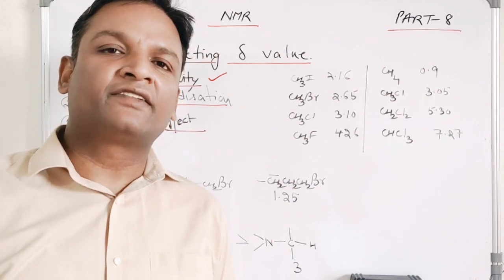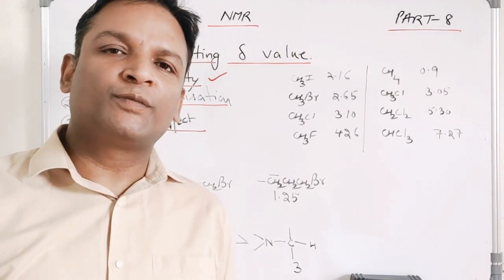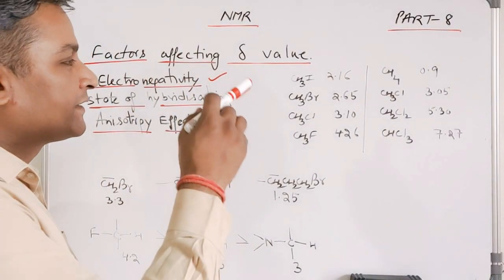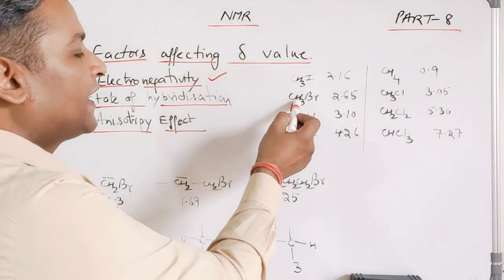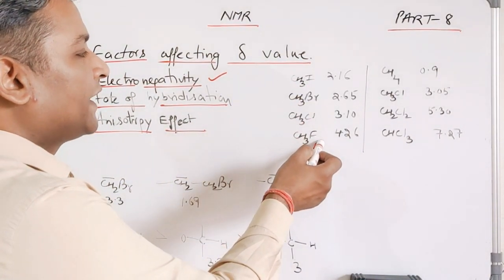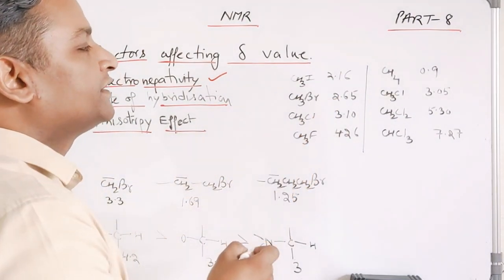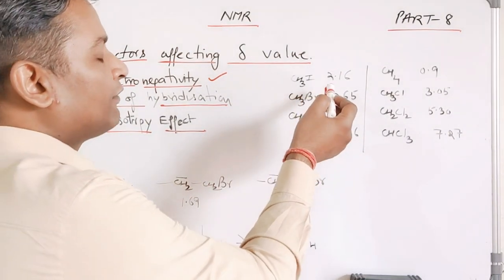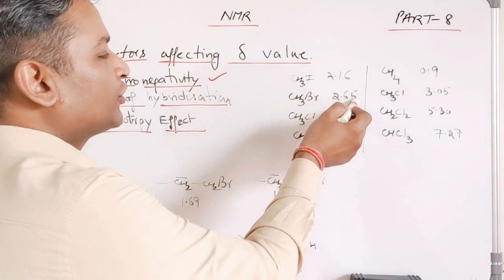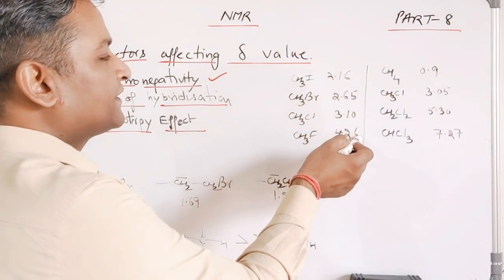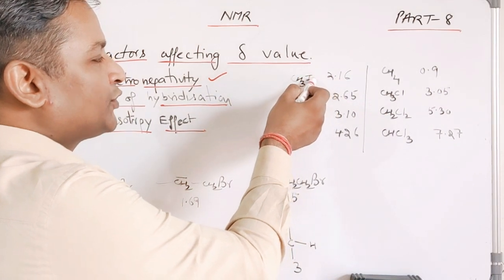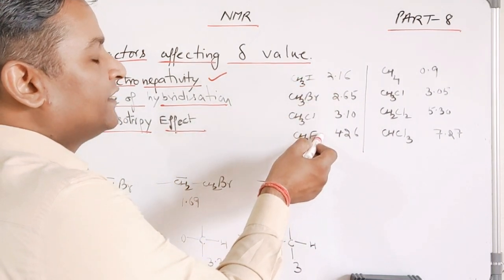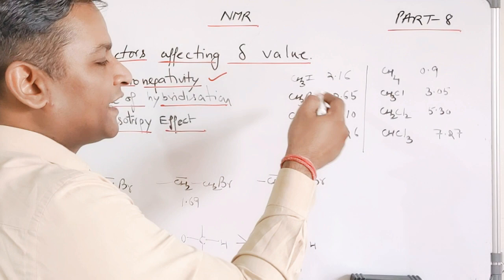So in simple words, I can say that the higher the electronegativity of the element through which the proton is attached, the higher should be the delta value of that proton. Let me take a different example. You can see here methyl iodide, methyl bromide, methyl chloride, methyl fluoride. We are increasing in this direction as we consider the electronegativity. The methyl proton delta values we can observe here are 2.16, 2.65, 3.10, 4.26. As we move from the less electronegative element iodine to the highly electronegative element fluorine, we move toward higher and higher delta value.